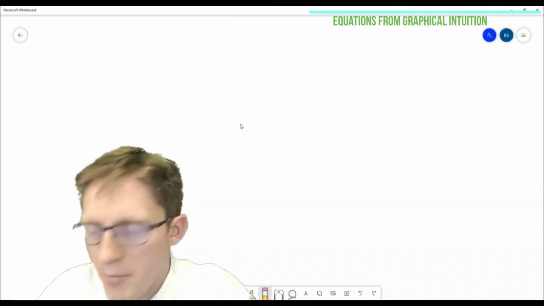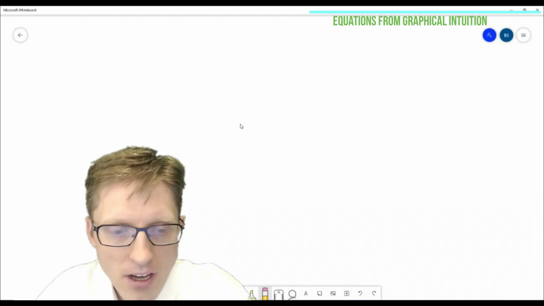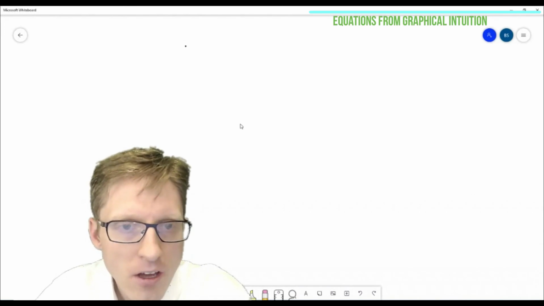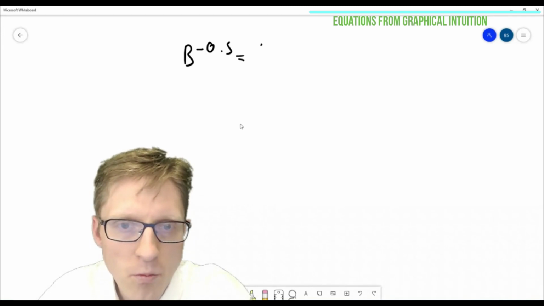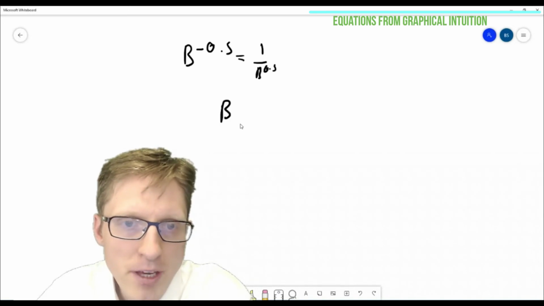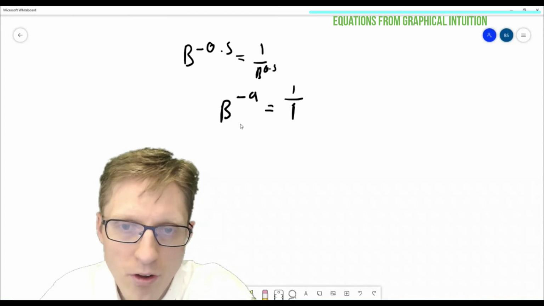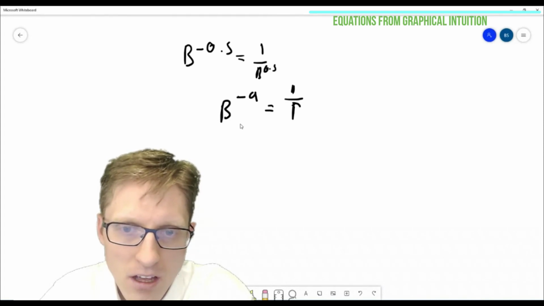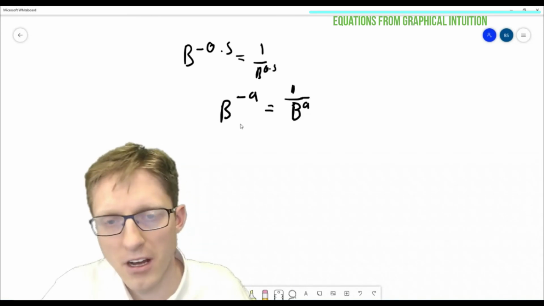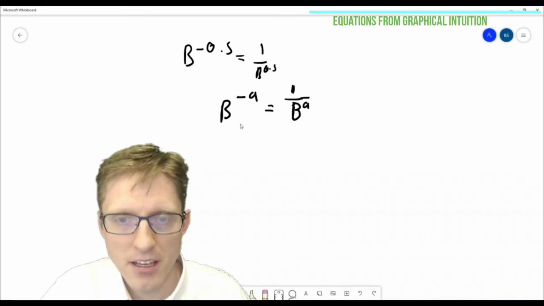So let's just take a step back, and I want to clarify something. B to the minus 0.5 is just equal to 1 over B to the 0.5, or more generally, B raised to the minus A is just equal to 1 over B raised to the power of A. So this is going to help us simplify the problem.